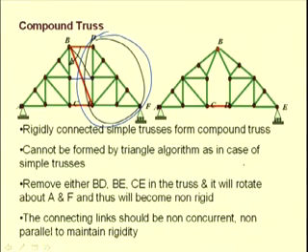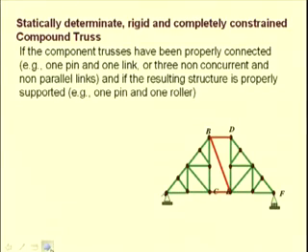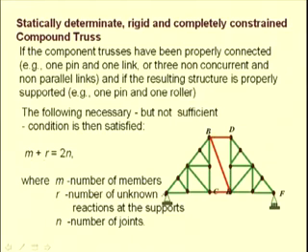If two simple trusses are connected in a rigid way, then they have similar properties of static determinacy and rigidity as the simple trusses. That is, if m is the number of members, r the number of external reactions to be determined, and n the number of joints, then the equation m plus r equal to 2n, which was satisfied for the simple trusses, is also satisfied for a compound truss. Let us see this example.